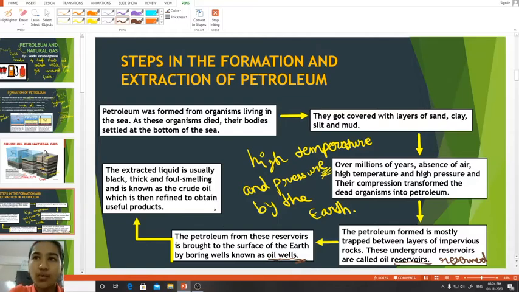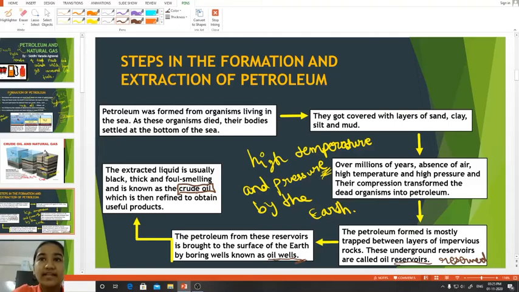So, crude oil is the first thing we obtain. It is a liquid actually. As I told you, they have been converted to petroleum, and that petroleum at first is known as crude oil, because it is black, thick, and foul smelling. Foul smelling, it gives a very stinking, unpleasant smell.